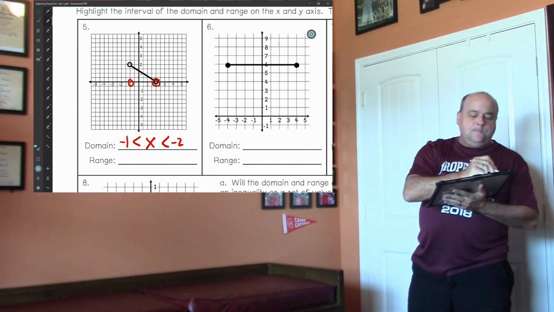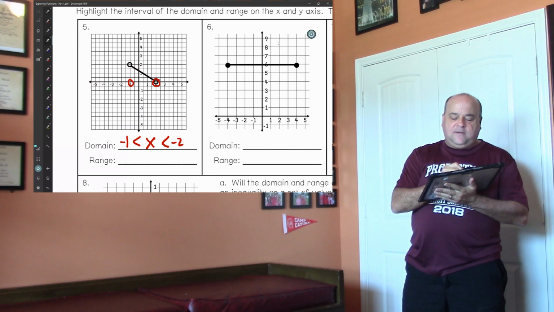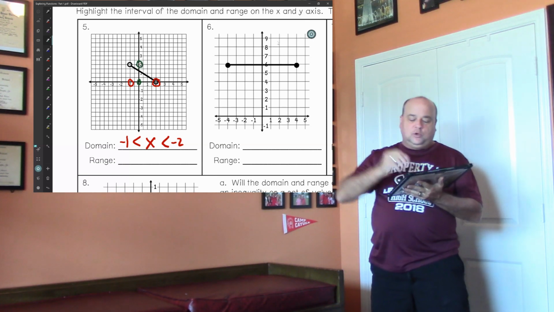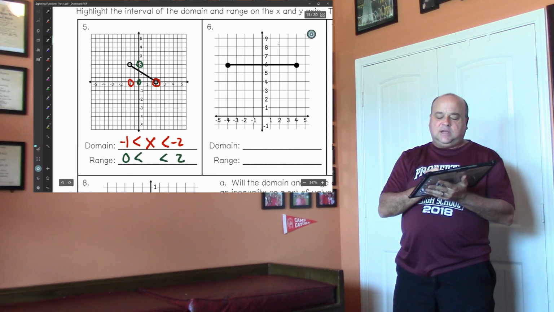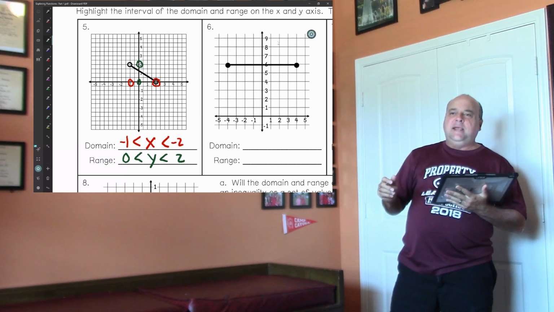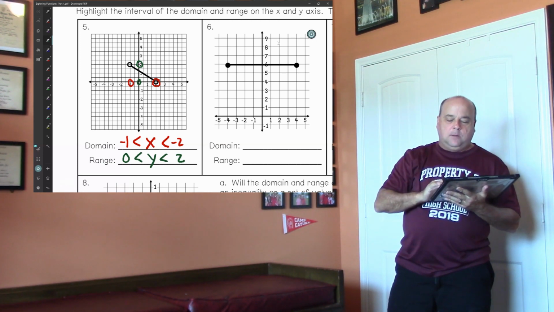So let's keep going. And I'm going to use different colors for my domain. The bottom of the graph starts at the 0, and it goes up to 2, doesn't it? So my range, my y values will start at 0 and go to 2, put less than symbols, and we have a y, don't we? That's all you have to do. Piece of cake. So we're going to go to the next problem.